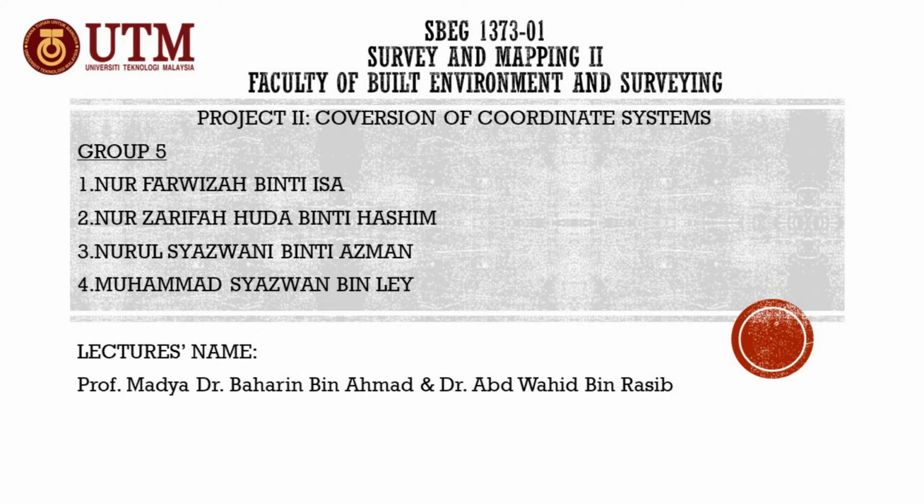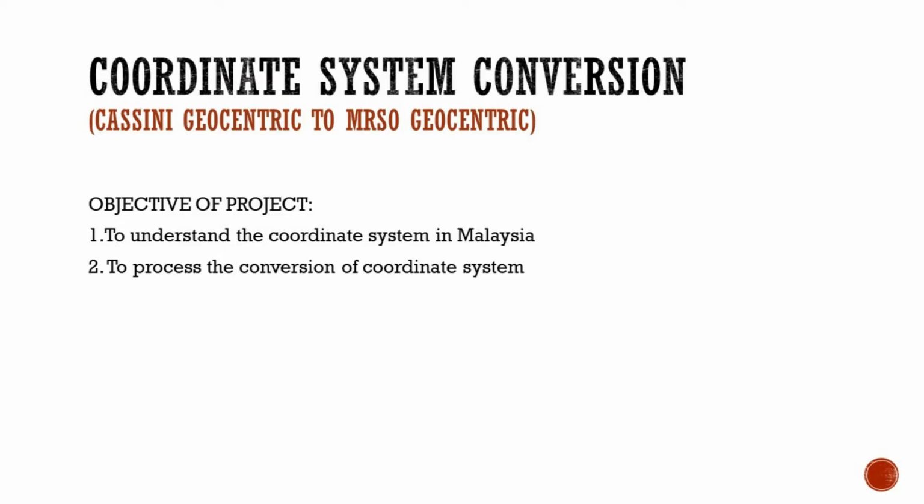Today, I would like to present my second group project for the Survey and Mapping 2 subject with course code SBEG 1373. In this video, we will be focusing on the conversion of coordinate system from CASSINI GEOCENTRIC to MRSO GEOCENTRIC. The objective of this project is to understand and process the conversion of coordinate system.